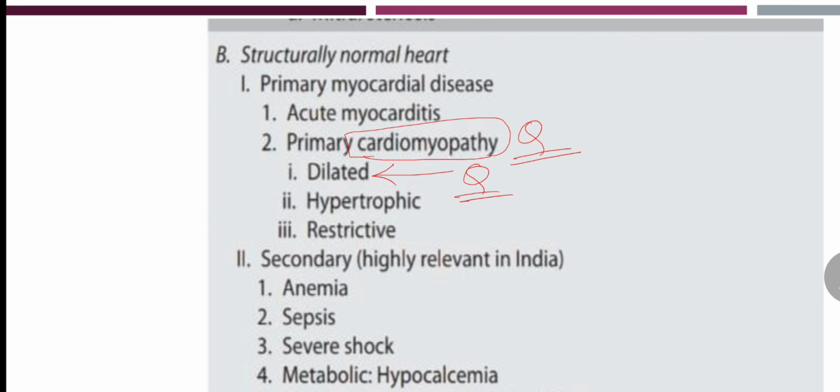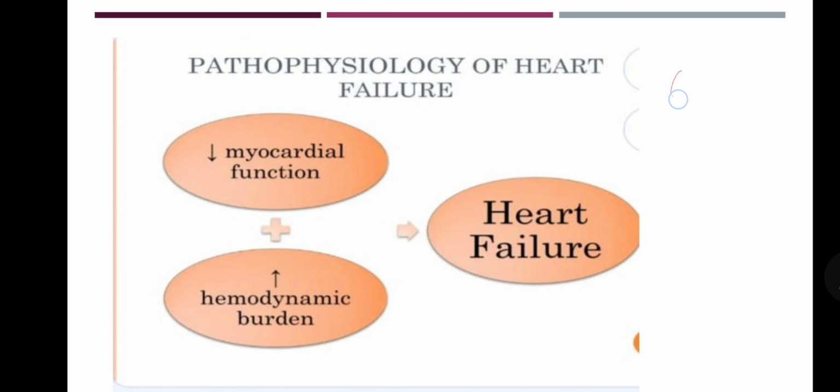Now go to the pathophysiology of heart failure. As I said, the heart has four chambers and there is a septum in between. So this is right and this is left. When deoxygenated blood comes from the body and enters the right atrium, then the right ventricle, then into the lung, and from the lung it comes to the left atrium, then the left ventricle, and then to the body.